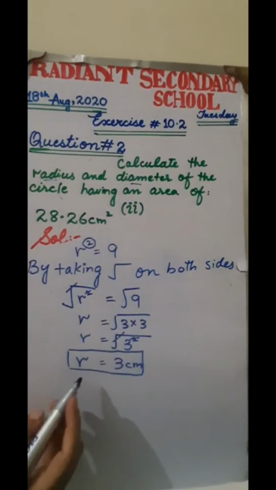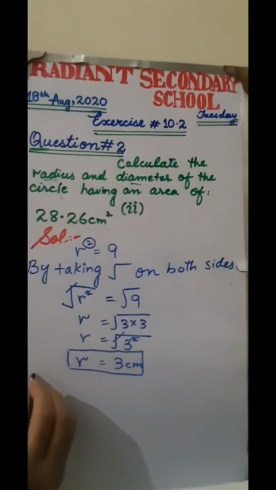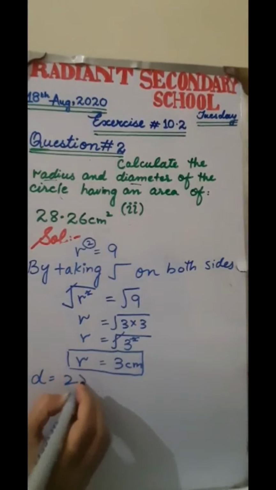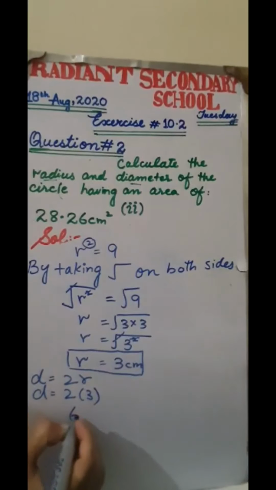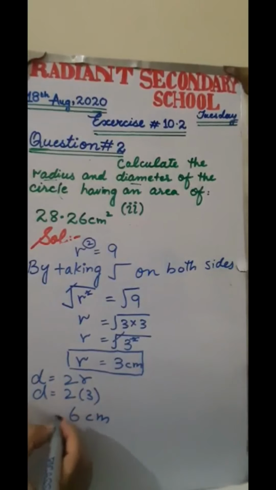Now the radius is found. Now you have to find the diameter. That is so simple. Diameter is equal to 2r. d is equal to 2 multiplied by 3. It will become 6 centimeter.